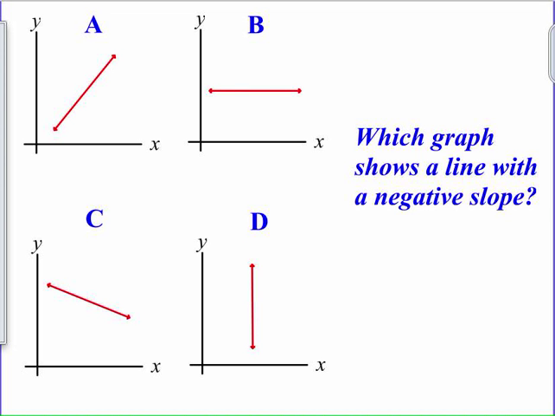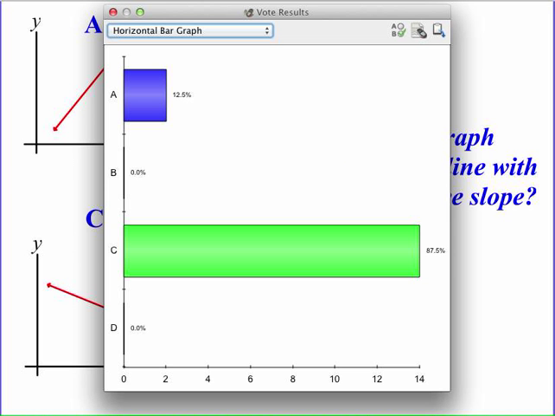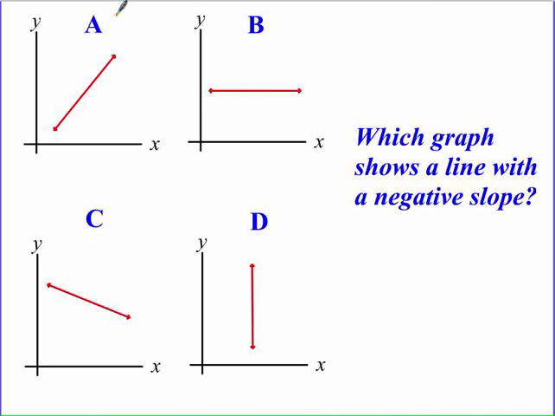I pressed the wrong button. A, B, C, or D. Okay, so let's go ahead and see what the answer is. The answer is C. Why is the answer C? It goes down. That's right.